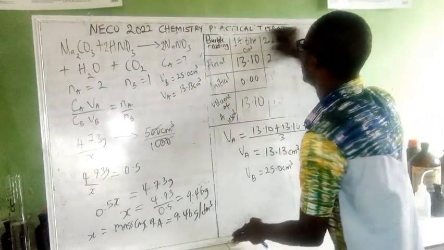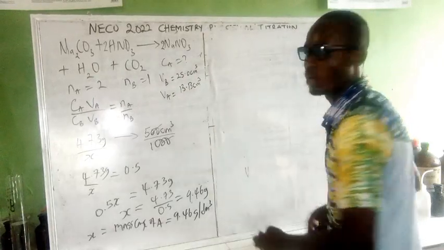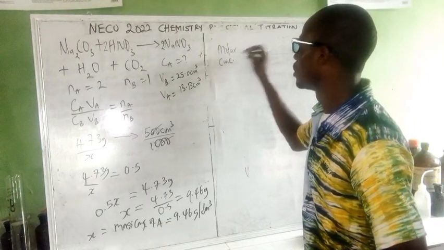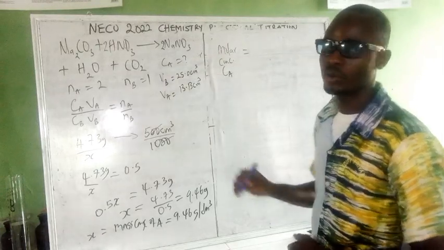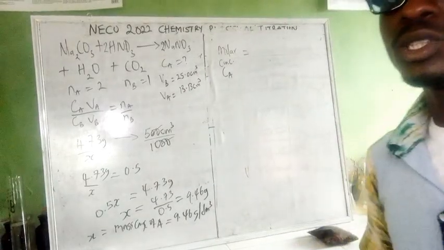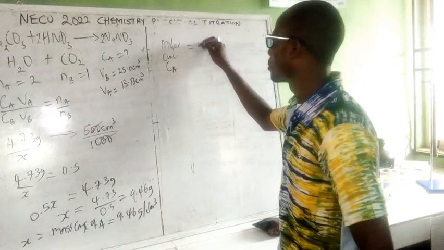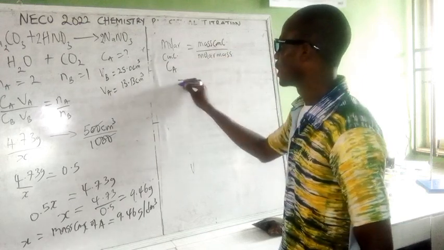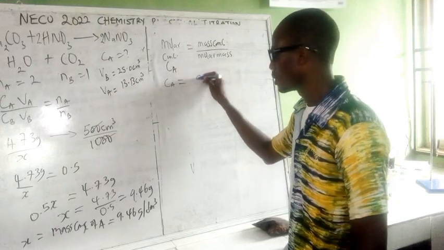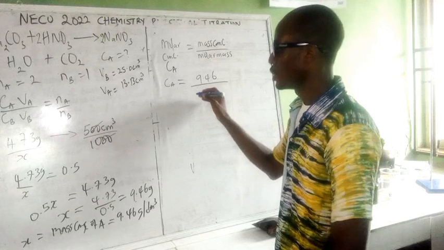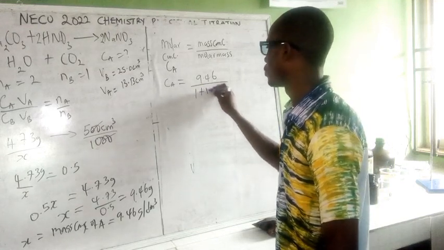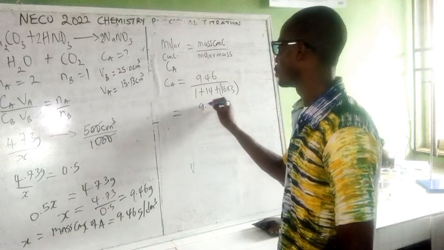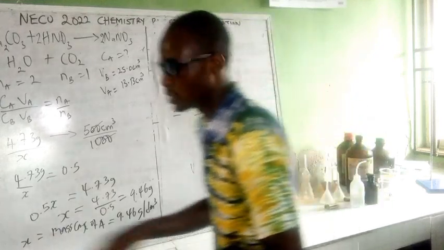So the next thing for us to do is to determine the molar concentration of A. To determine the molar concentration of A, we use molar concentration, CA, equals mass concentration over molar mass. Okay, let's adjust the camera for you to see well. So CA will now be equal to the mass concentration, 9.46, over the molar mass. We know that A is HNO3, so that is 1 plus 14 plus 16 times 3.